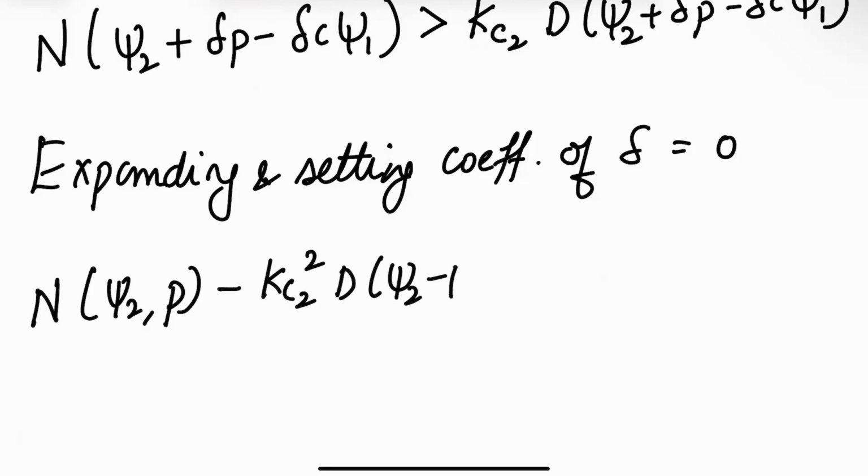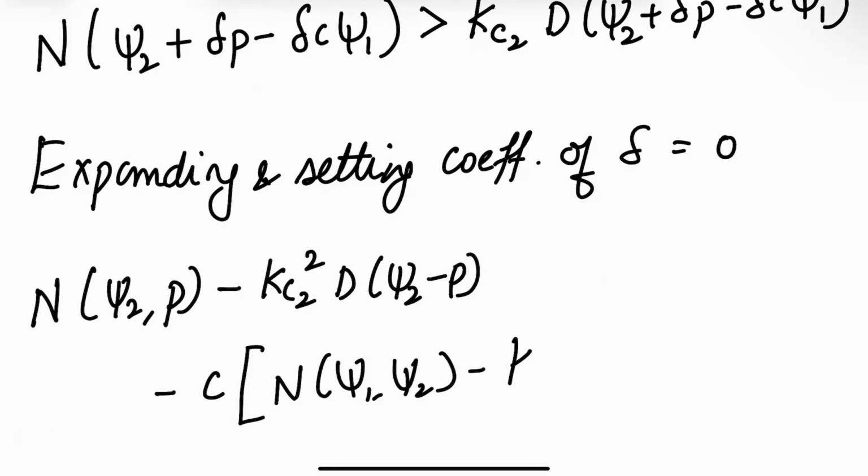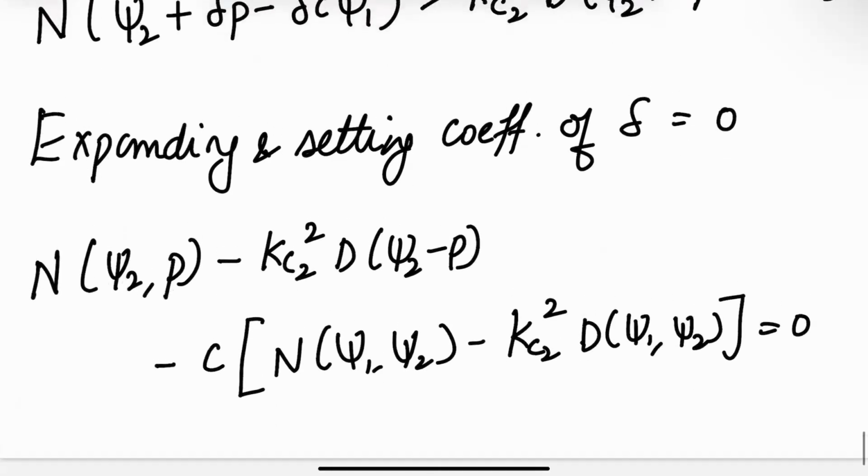B of psi 2 minus P minus C times N of psi 1 comma psi 2 minus AC2 square D of psi 1 comma psi 2 is equal to 0. So that's the coefficient of delta. Okay, but we can set a few more terms to 0. This term is 0 because we know psi 1 and psi 2 are orthogonal and D is just the inner product function. So that's 0.